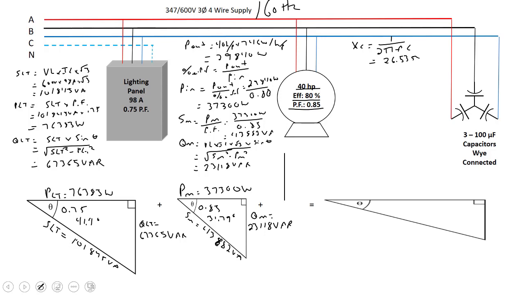Okay. The next thing we can do is calculate the phase current. Just recall, this is a Y-connected load, so the line current is the same as the phase current. If I take the voltage of my phase and divide it by my XC in each phase, I should get my line current. So the phase voltage will be 347 volts, divided by my XC of 26.53 ohms, and the current in the phase is about 13.08 amps.